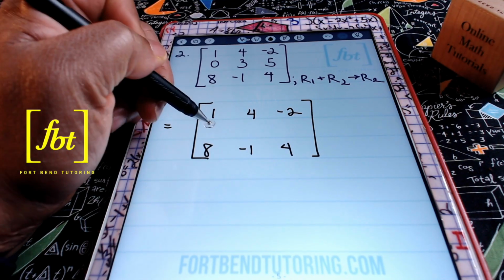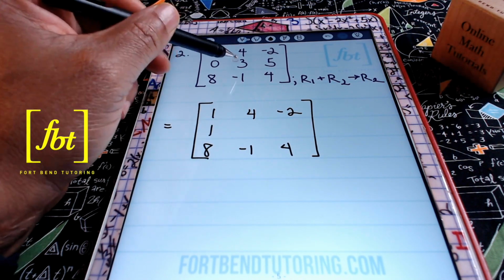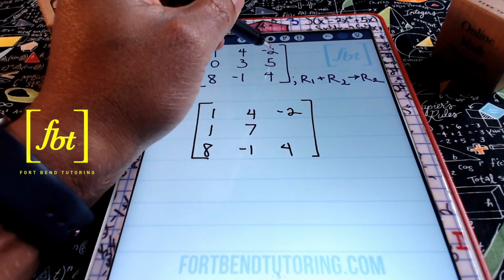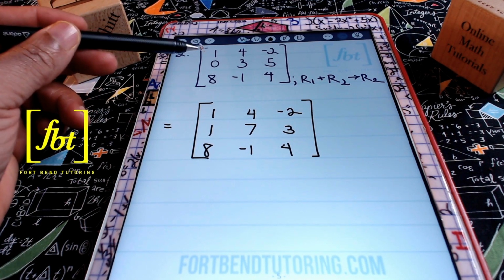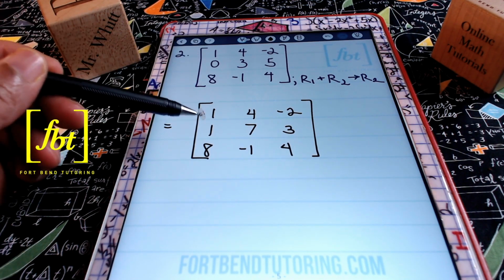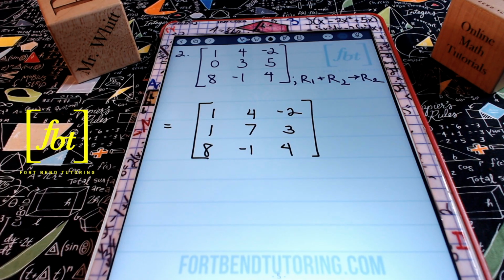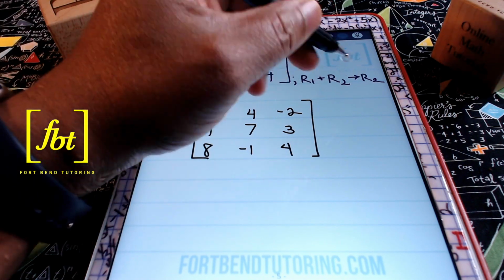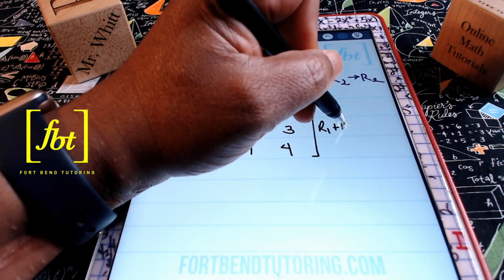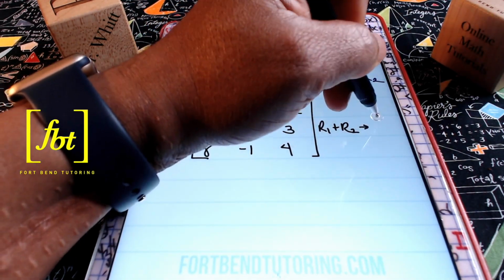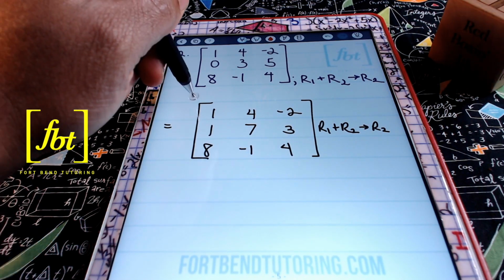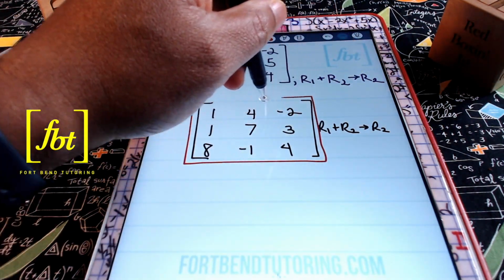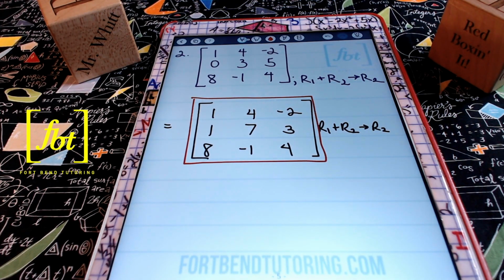1 plus 0, that's 1. 4 plus 3 gives us 7. And negative 2 plus 5 is positive 3. We place the sum of row 1 and row 2 in row 2. And that's exactly what they asked us to do. So let's go ahead and make that note that row 1 plus row 2 was placed in row 2. And that's what happened. Red box it. And here we have our result, guys. Done and done. That was example 2.